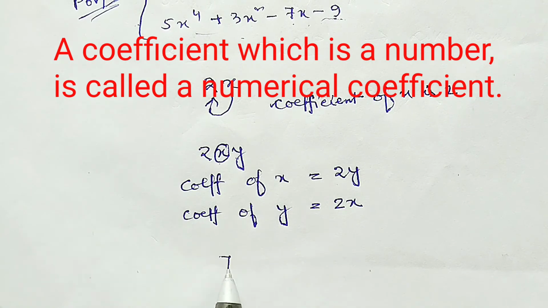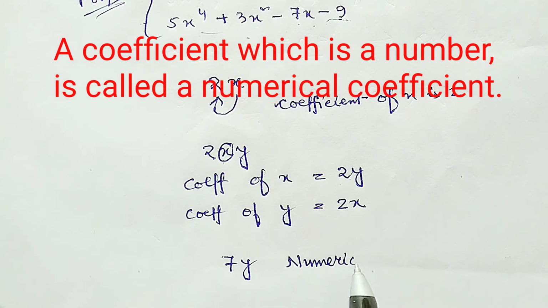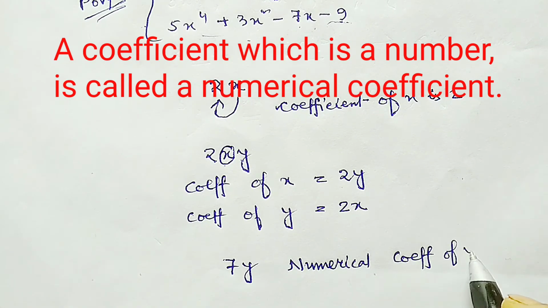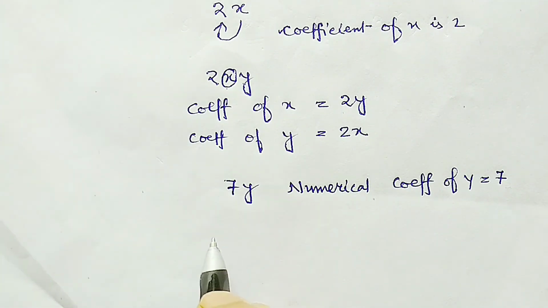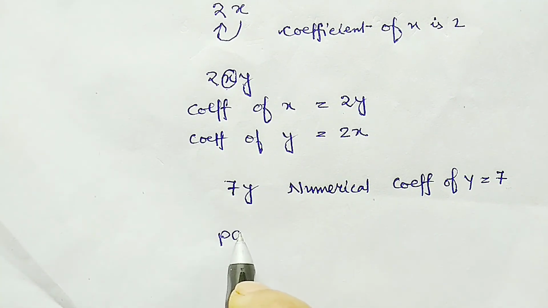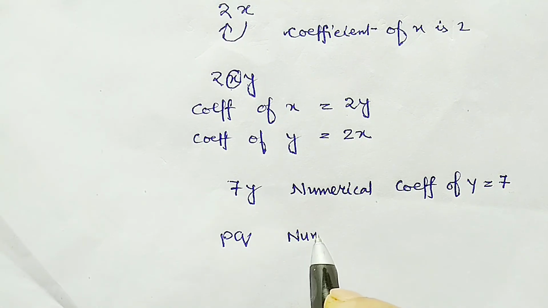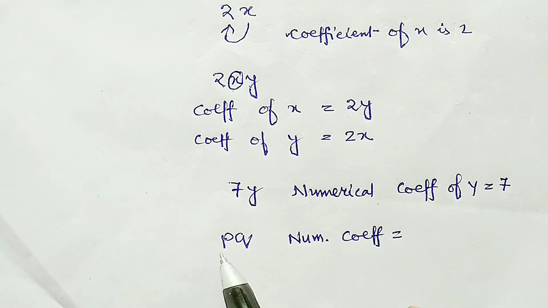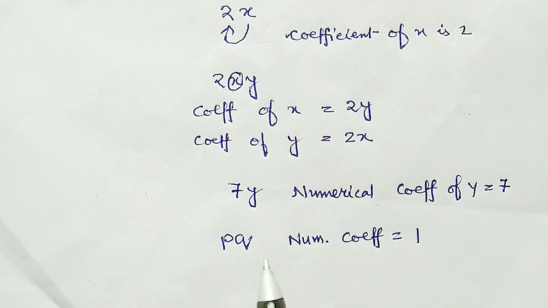Suppose you have 7y. So the numerical coefficient of y is 7. If I write only pq, what is the numerical coefficient? Since nothing is written, that means 1. So the numerical coefficient will be 1. When no number is written, that means 1 is the coefficient.